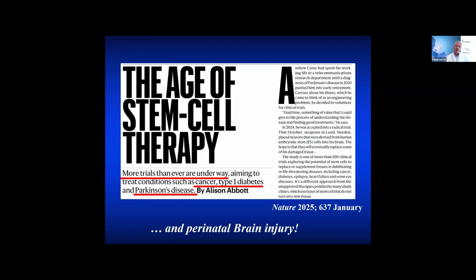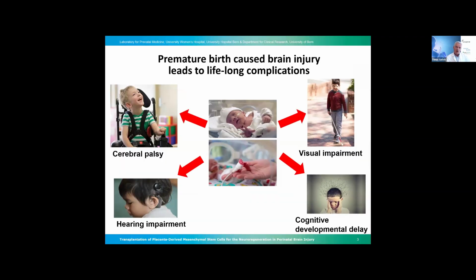Actually, Nature titled The Age of Stem Cell Therapy, roughly 1 year ago, and with good reason. There are several ongoing trials showing success of stem cell-based therapy, which has been in research for roughly 30 years. They focus mainly here on cancer treatment, type 1 diabetes, and Parkinson's, but I add also perinatal brain injury, and I think you will see at the end of this lecture why I did this.